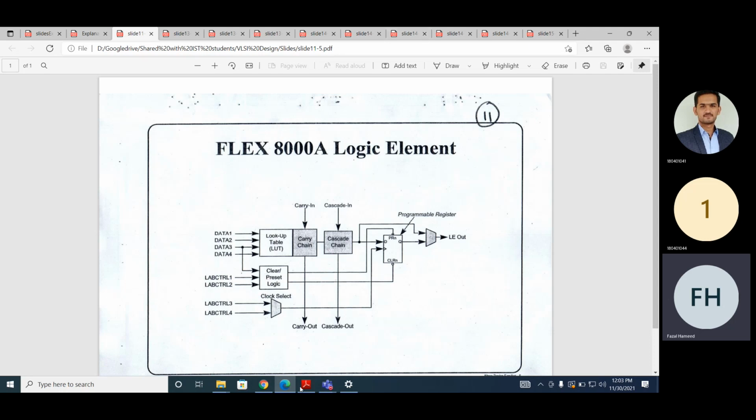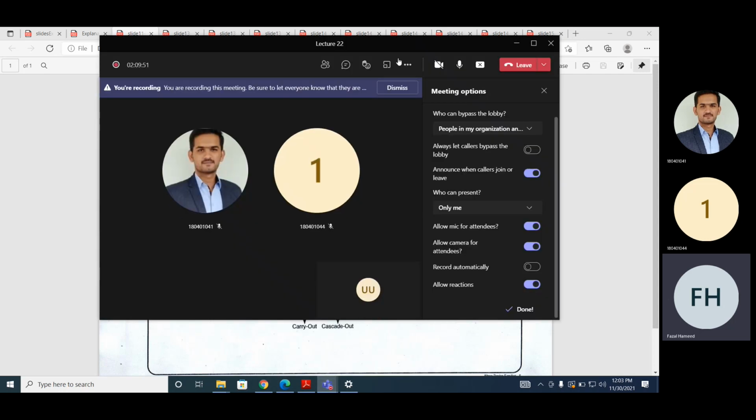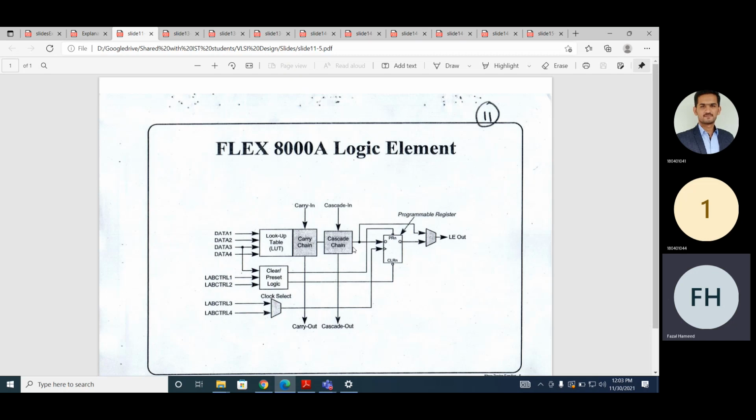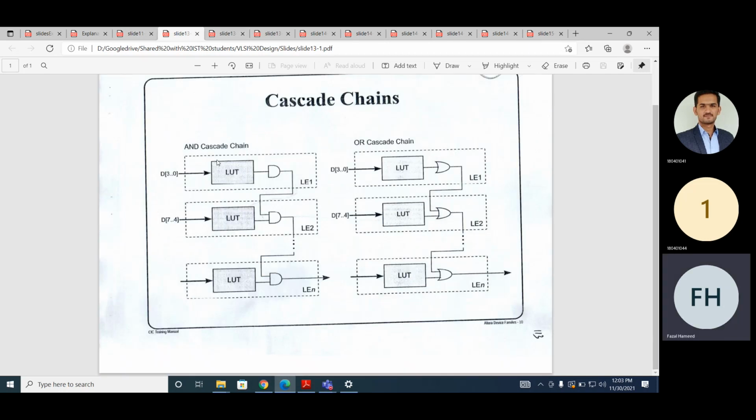But what if we want to implement a wider function? Let's assume we want to implement a wider function of 8 inputs or 9 inputs or 10 inputs. How can we implement that? So we can use the cascade in and cascade out feature of this Flex logic element. There are two types of chains. One is the AND chain and another is the OR chain. I will explain this with an example.